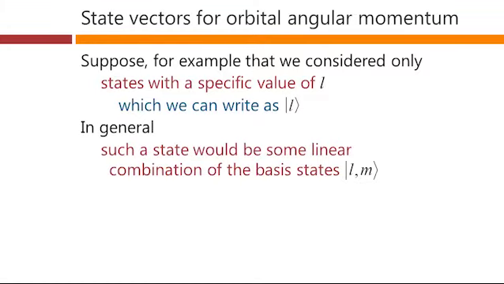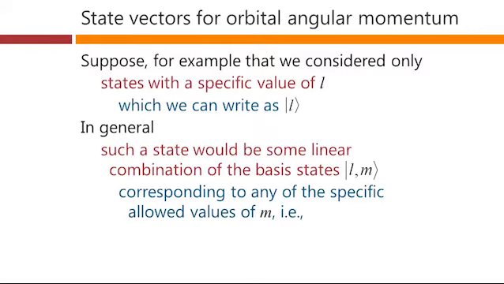In general, such a state would be some linear combination of the basis states Lm, basically the spherical harmonics here, corresponding to any of the specific allowed values of m. So a general orbital angular momentum state with quantum number L could be any linear combination of this set of states, all of which have got quantum number L, but we could have different amplitudes of the ones corresponding to different m's. So that's just a general linear combination of all the states with the same L.